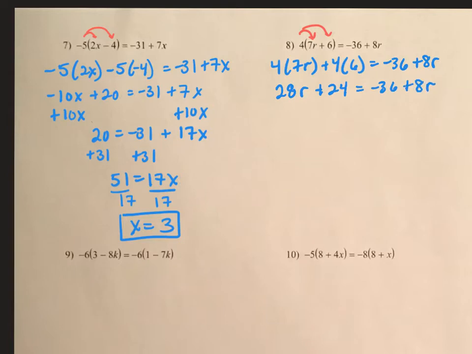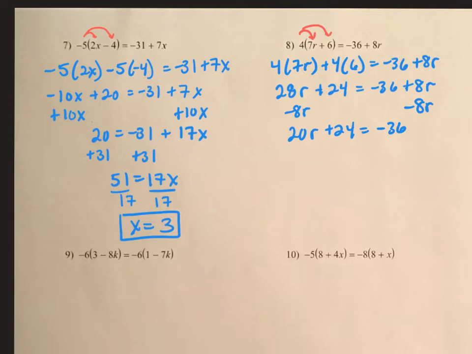Okay, my next step is to get rid of my smallest variable. So 8r and 28r, so minus 8r minus 8r. On this left side, I'm left with 20r plus 24. So that was 28r minus 8r gives me 20r, and I've got that 24 there. On the right side, I'm left with negative 36 because my positive 8r and negative 8r cancel each other out.